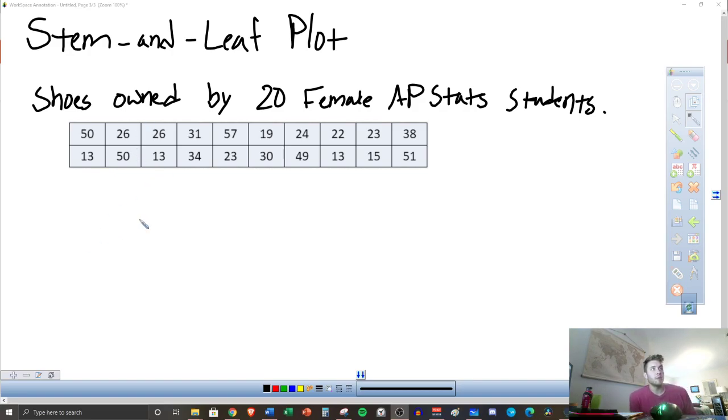So I'd like you to go ahead, I'm going to pause this video. I need you to write this down in your notes, so draw a line and put stem and leaf plot. And then we have this example here, shoes owned by 20 female AP stat students. So I want you to go ahead and copy down this chart for me. All right, I'm going to give you a few moments to do that.